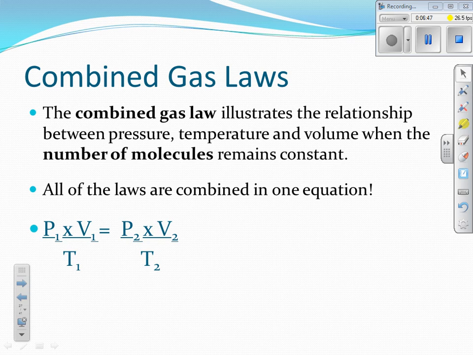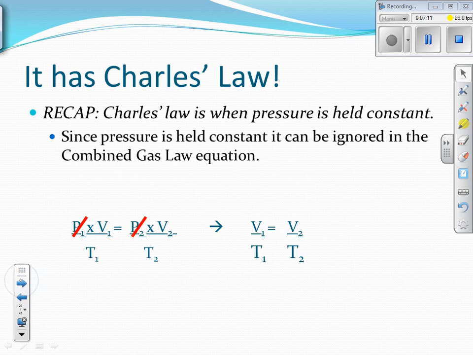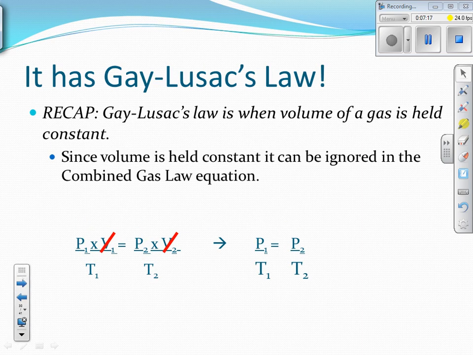Sometimes nothing is constant except the number of molecules. So sometimes we're going to have to plug in the P value, the V value, and the T value, making one huge cross multiplication problem. Remember, Boyle's law is when temperature is held constant, so when the temperature can be ignored in the combined gas law equation, we just cross out our T's. Charles' law is where pressure is held constant, and we cross out the P's. And where volume is held constant, we cross out the V's.